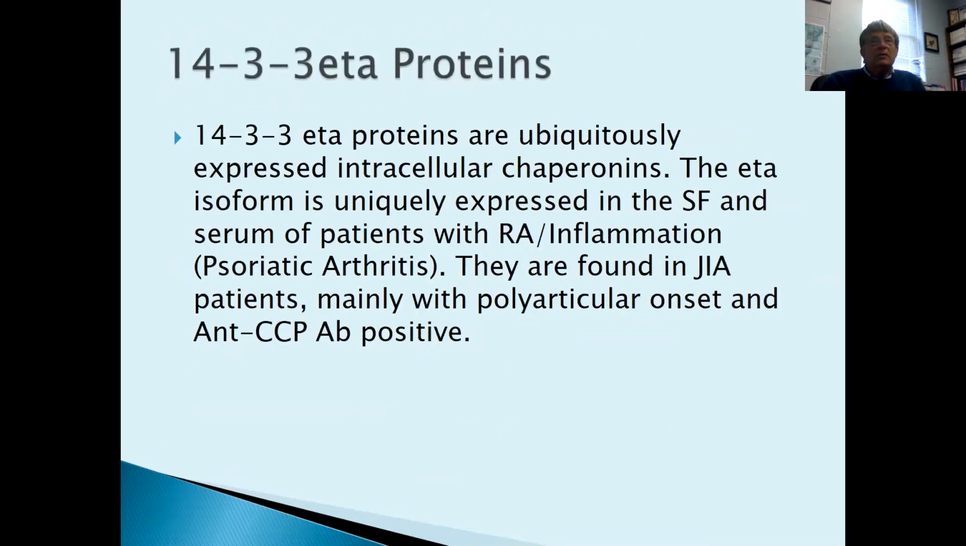And lastly, some studies that we've done and some other groups have shown that the 14-3-3 eta proteins, which are ubiquitously expressed intracellular chaperones, have an eta isoform that is uniquely expressed in the synovial fluid and serum of patients with rheumatoid arthritis inflammation. It also can sometimes be helpful in patients with psoriatic arthritis who have all other studies negative. It is a protein that can be found in adult rheumatoid arthritis patients and polyarticular JIA and shows a more severe disease.